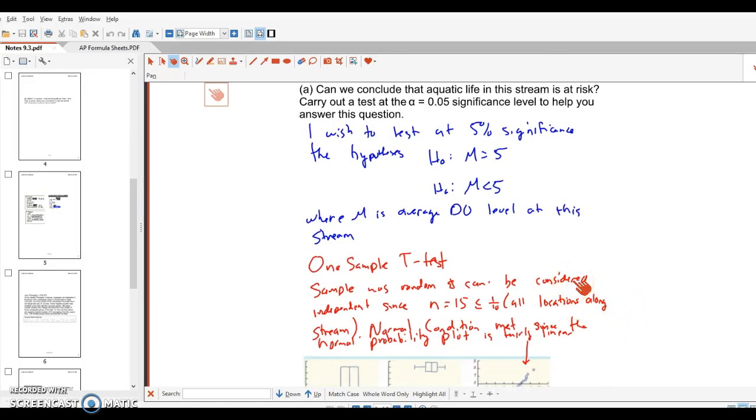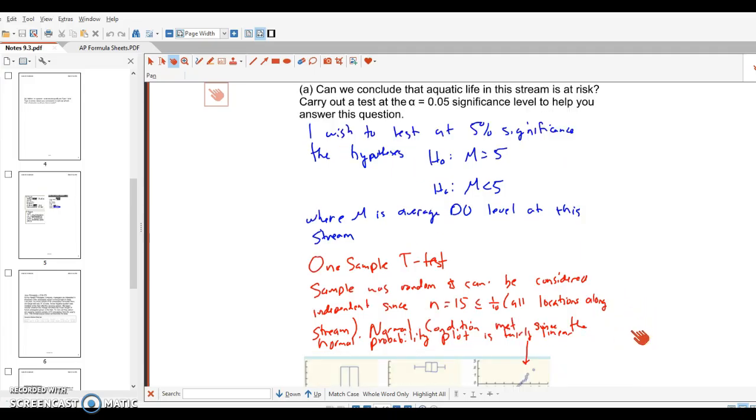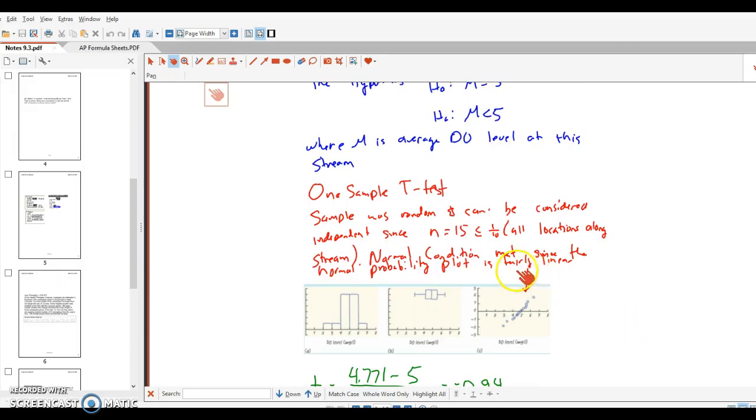The sample was stated to be random and it can be considered independent since 15 would be less than 10% of all locations along the stream, or equally you could have said, if you think of this more as an experiment, that the dissolved oxygen level in one place in the creek or stream should not affect the level in another place, which is important. If the water is flowing, then you could think maybe it is dependent if I'm working my way downstream, as is the water. The normal condition is met on the calculator.